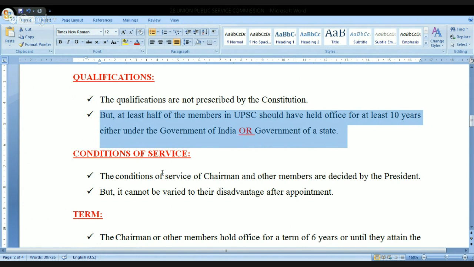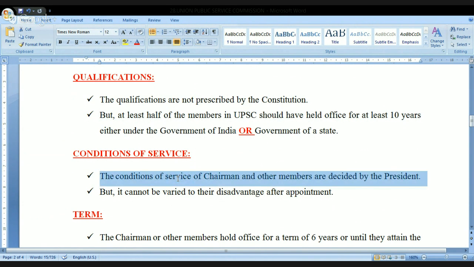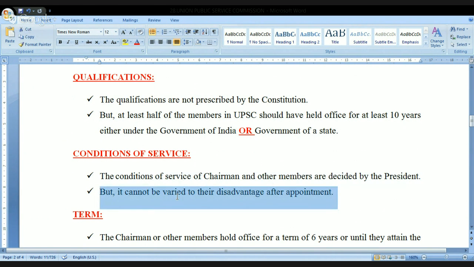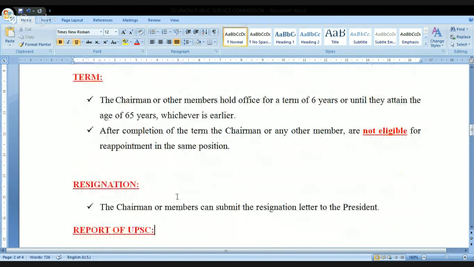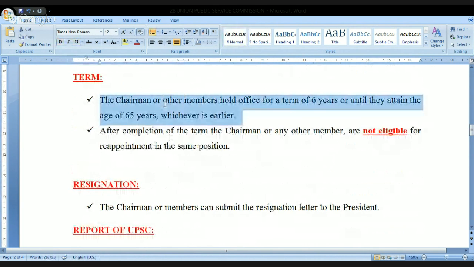Similarly, when it comes to the conditions of the service, the conditions of the service of the chairman and other members are decided by the President of India, but they should not be varied to their disadvantage. Look at this. When it comes to the term, the chairman or other members will hold the office for a term of 6 years or until they attain the age of 65 years, whichever is earlier.